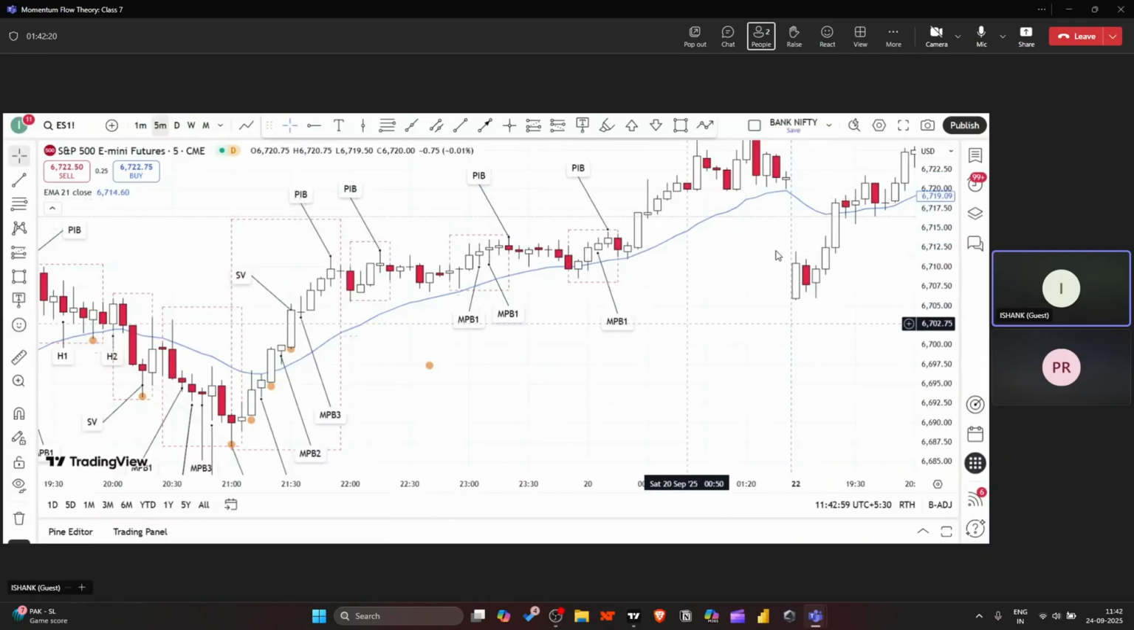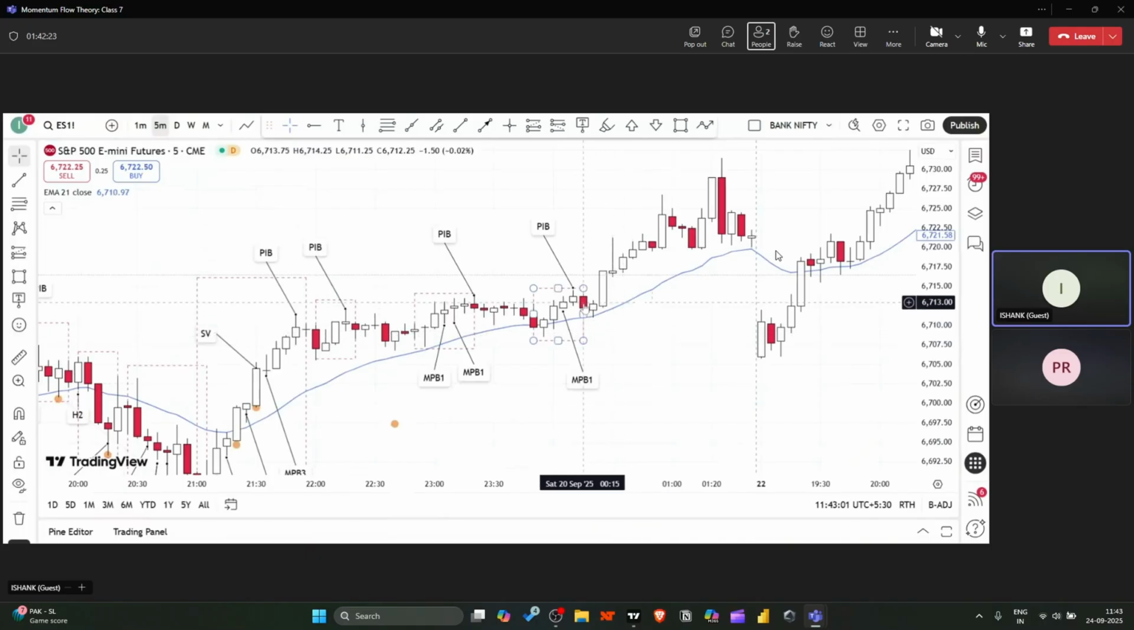That is PIB, exactly correct. One, two, three. Fourth bar broke out. Now that is again one more different strategy, which I told, 4 to 6 bars. But right now don't worry about that, just keep marking. Correct. That turned into PIB.